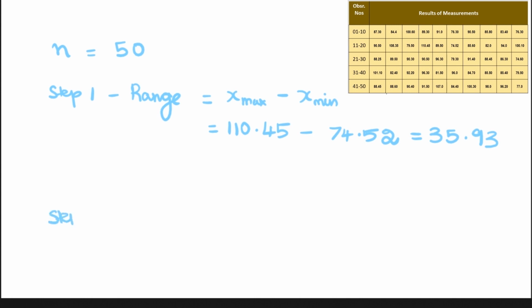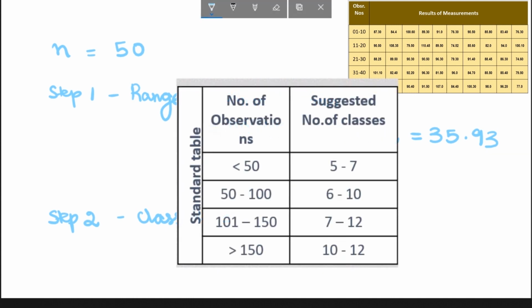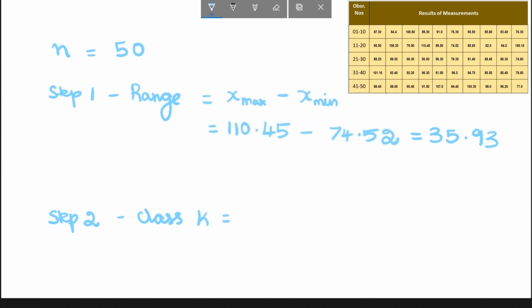Fine. Step 2, we have to find out the class K. That means number of classes. If you go by the internationally recognized table, we have multiple opportunities. From there, we have to select one particular class. Now, class K we can take as 6. Okay, sir. Fine. Now, step number 3, finding out the class interval.